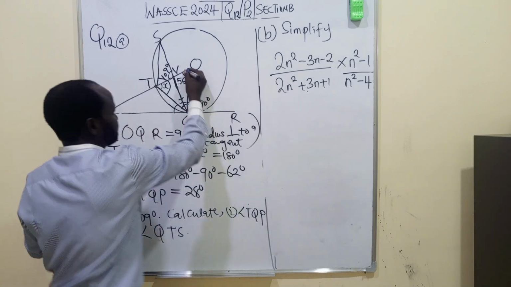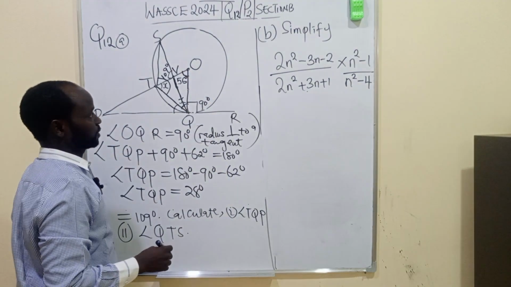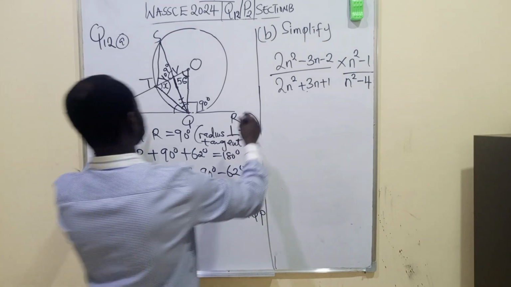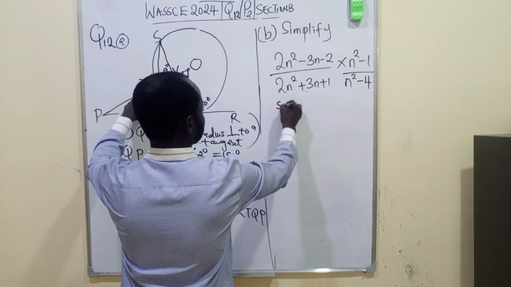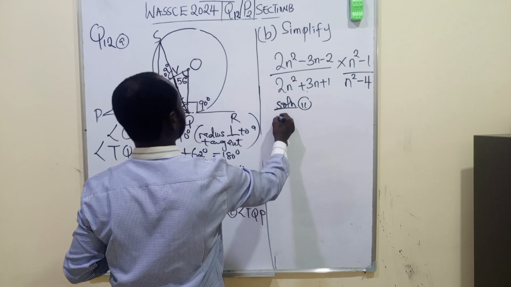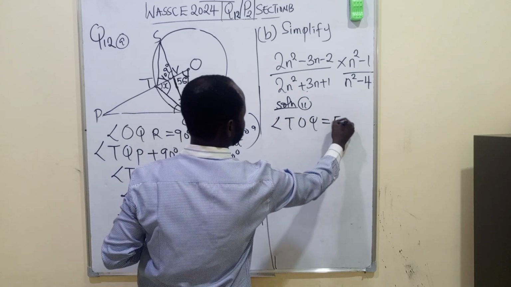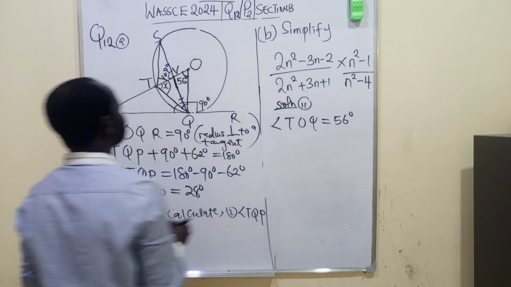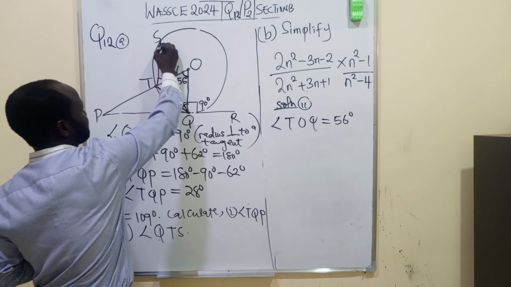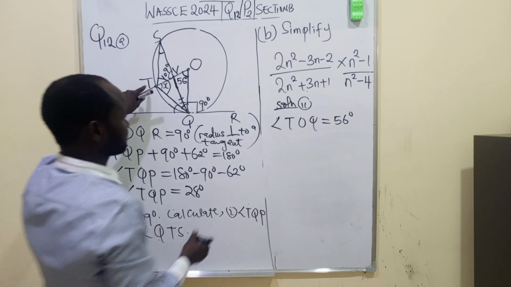We realize that the angle at the center here is 56 degrees. This is the solution to Roman numeral 2 now. Angle TOQ is equal to 56 degrees. Half of that angle will give us the angle at the circumference here. It's a theorem too.